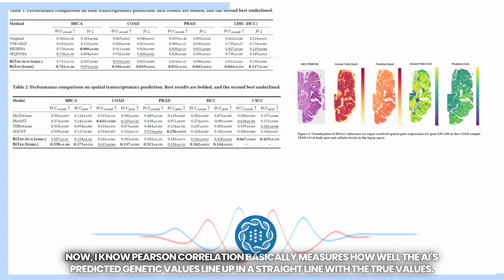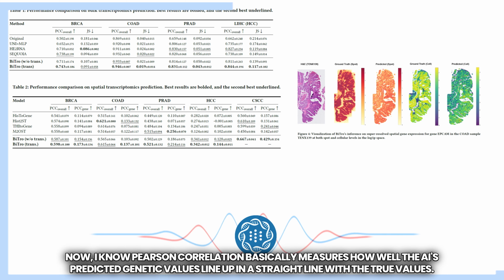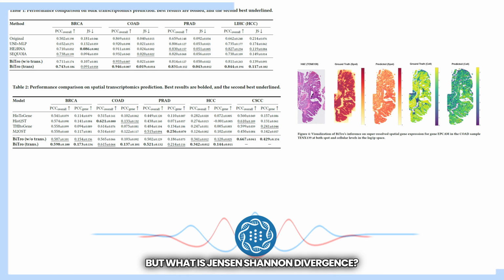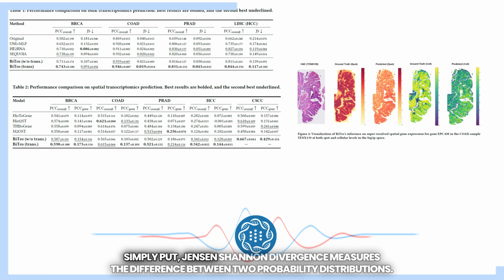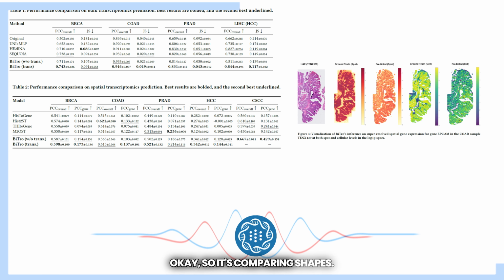Now, I know Pearson correlation basically measures how well the AI's predicted genetic values line up in a straight line with the true values. Okay. But what is Jensen-Shannon divergence? That sounds like a sci-fi term. It does sound like it. Simply put, Jensen-Shannon divergence measures the difference between 2 probability distributions. Okay, so it's comparing shapes.